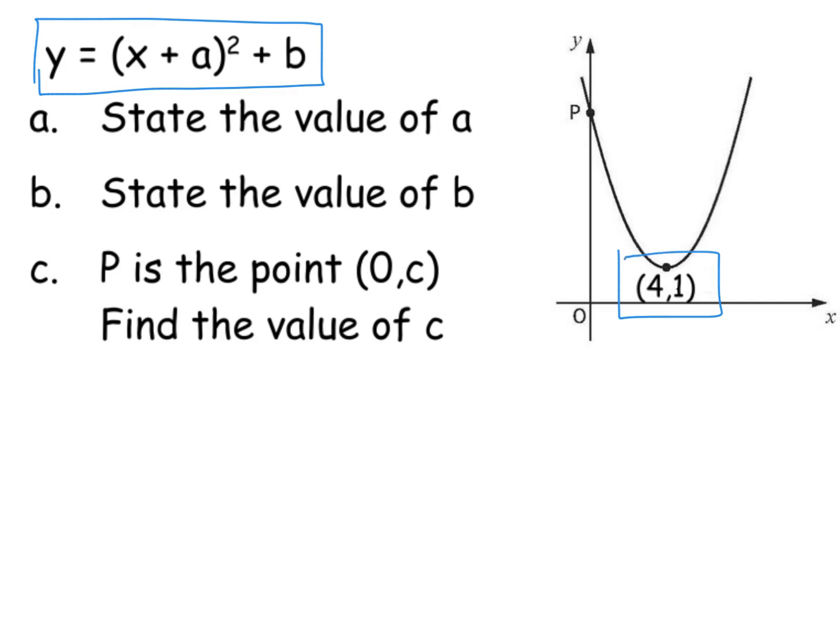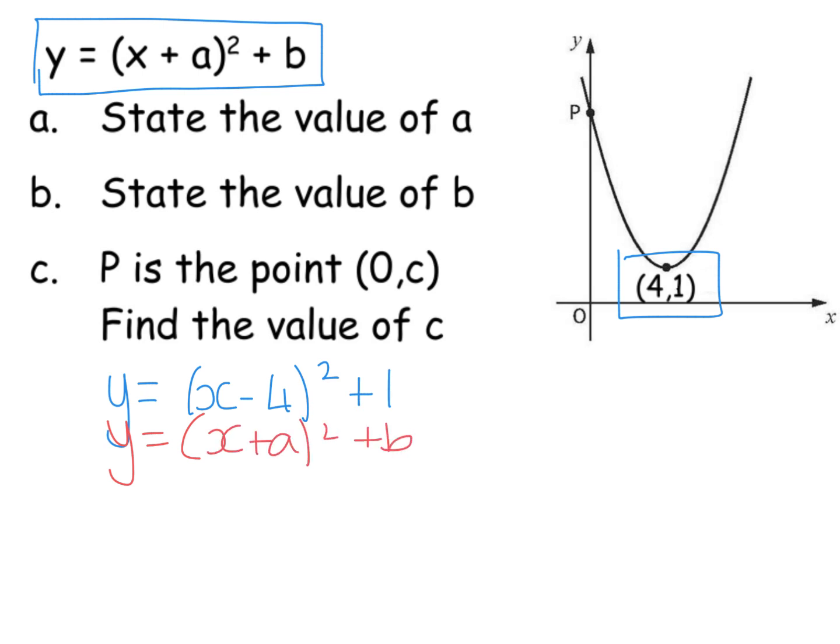So what I'm going to do is I'm going to shove that turning point into the equation. So it's gone to positive 4, so that will be negative 4 in the bracket. So x minus 4 all squared. And then it's moved up 1, so plus 1. So here is my new equation. Underneath that, I'm just going to rewrite my other equation that they gave us originally. So I'm going to write that that was x plus a all squared plus b.